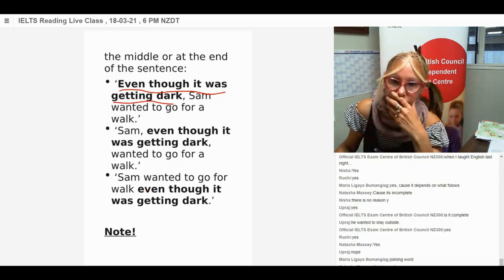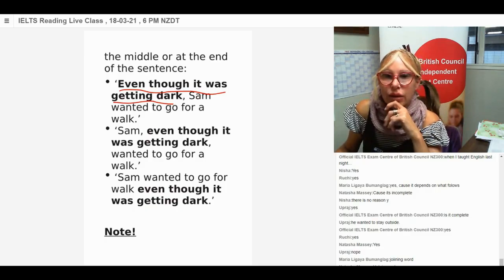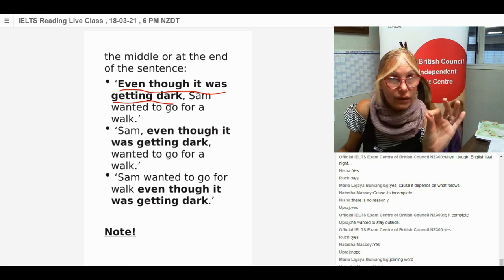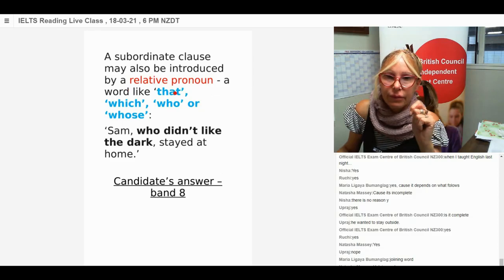Okay, let's have a look at what it says here for note. A subordinate clause, remember, a clause that cannot stand on its own, may also be introduced by a relative pronoun, a word like that, which, who, or whose. So for example, Sam, who didn't like the dark, stayed at home.